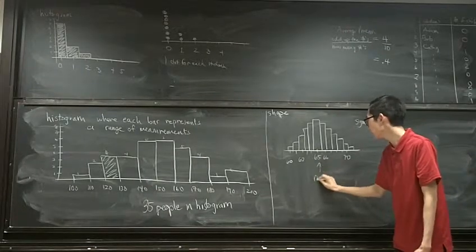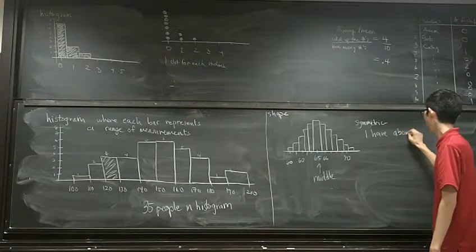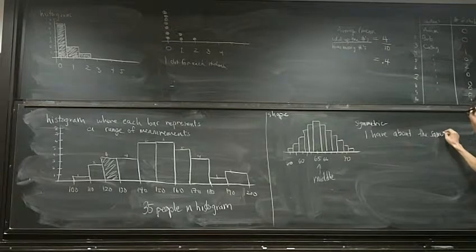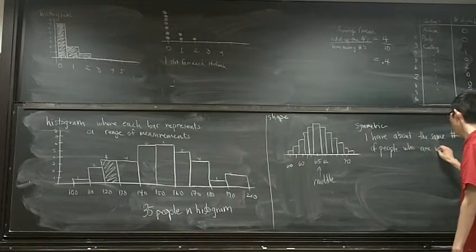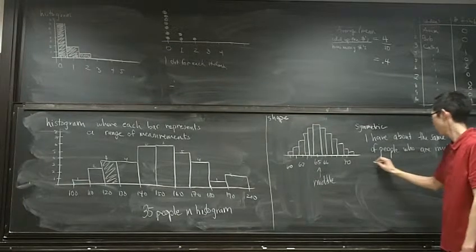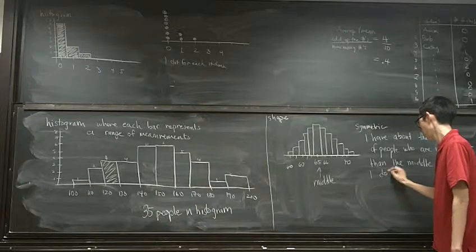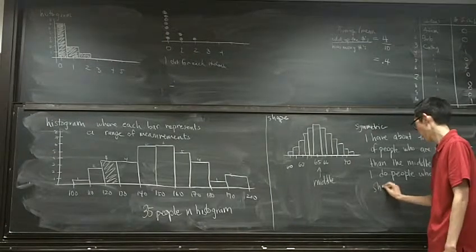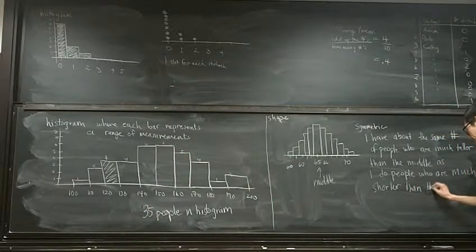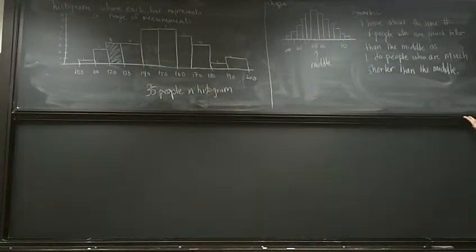Meaning, if we call this the middle, I have about the same number of people who are much taller than the middle as I do who are much shorter. So that would be a symmetric shape. Is that okay? All right.